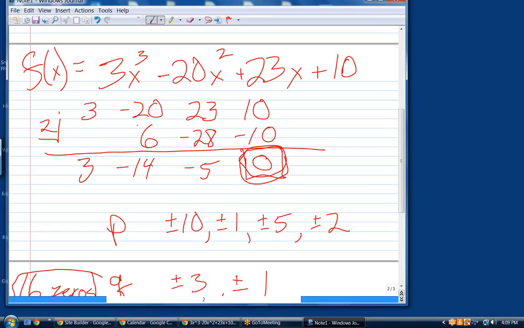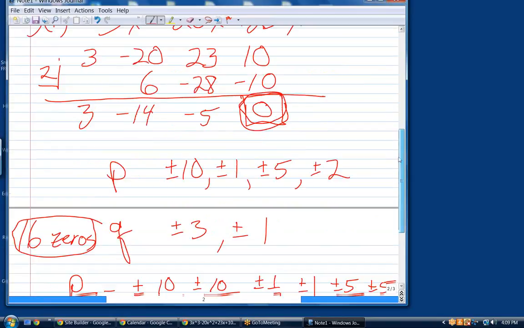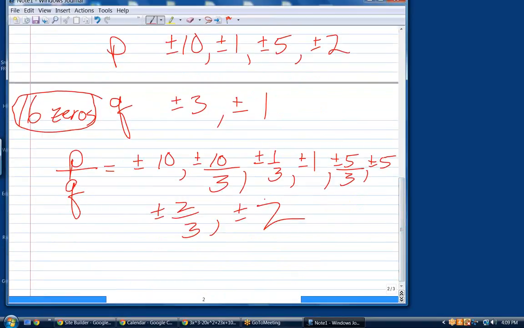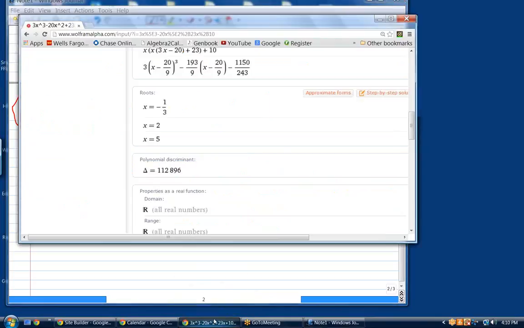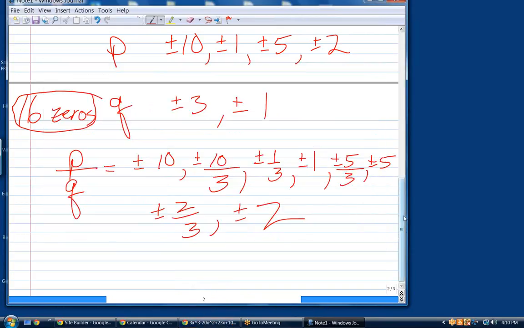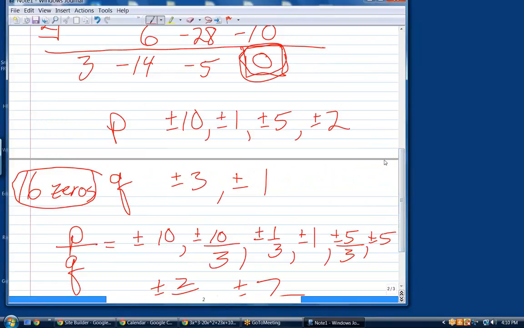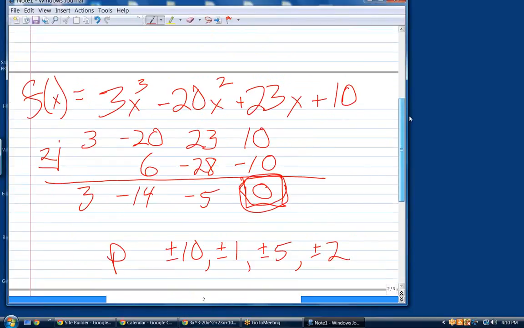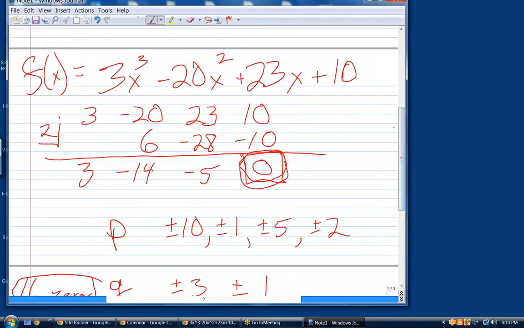And if we did that exact process with every one of our possible numbers, we would have gotten plus 2 would have worked, minus 1/3 would have worked, and plus 5 would have worked. So solving these, as you can see, this could be like a 20-minute problem if you had to do it without a calculator.